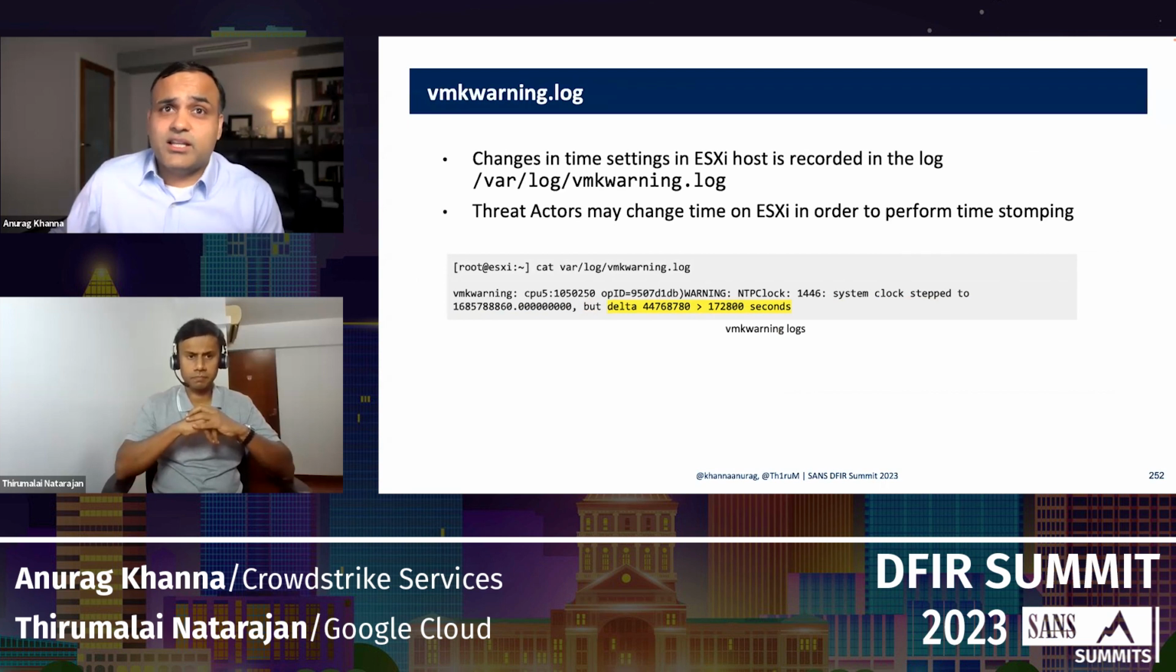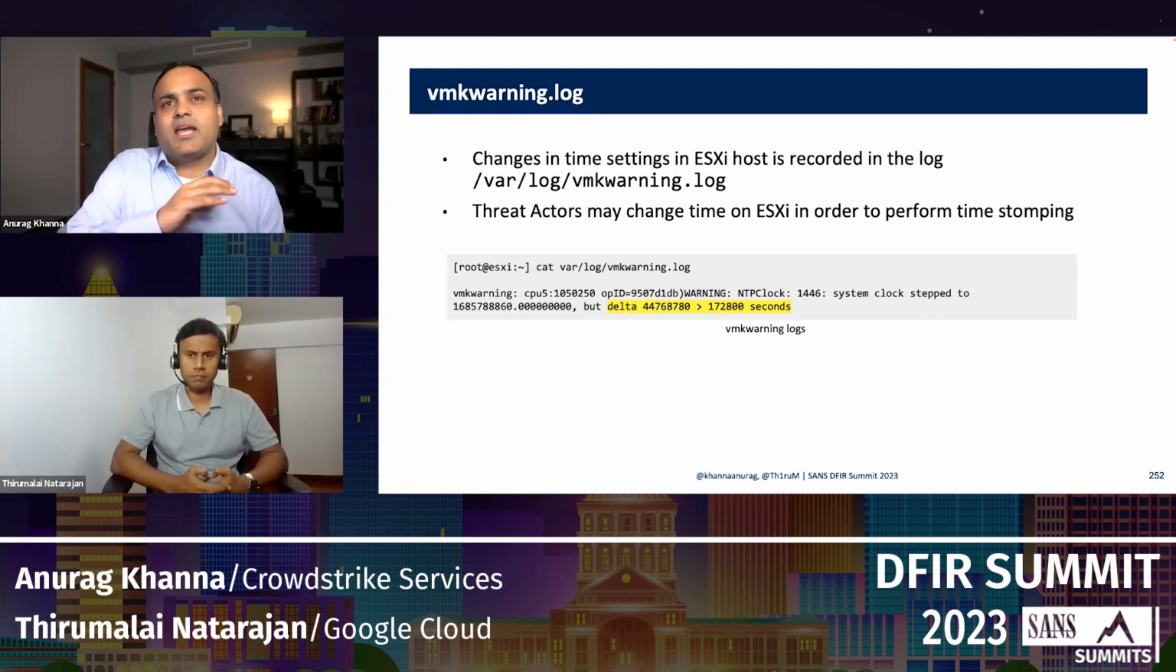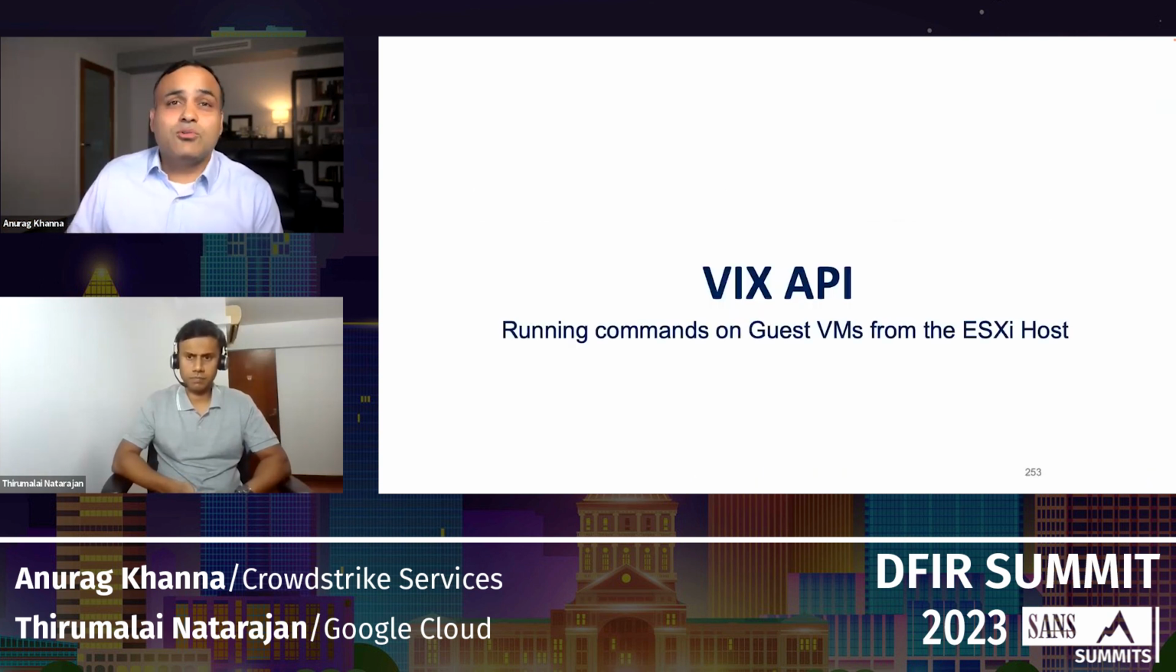This is another file which I like to mention here. This is vmkwarning.log. If there is a time zone change, if someone changes the time on the ESXi host, that will get recorded here. A threat actor may want to do this for time stomping purposes, but anyway, it's trivial to do on Linux systems. Those were some of the log files which we wanted to talk about.